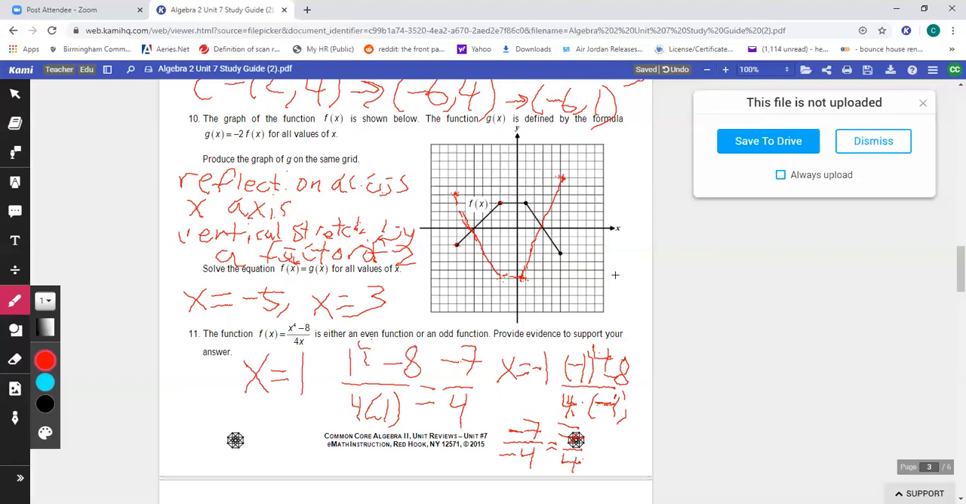So if I plug in 1 and I get -7/4, and I plug in -1 and I get +7/4, that means the opposite x values have opposite y values. This is odd. Okay. If I got the same number, they would be even.